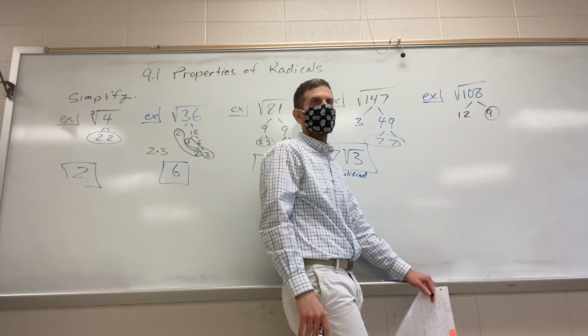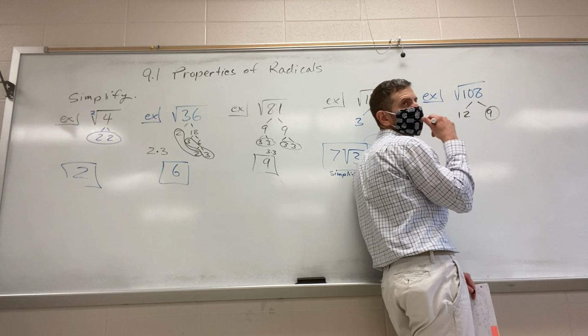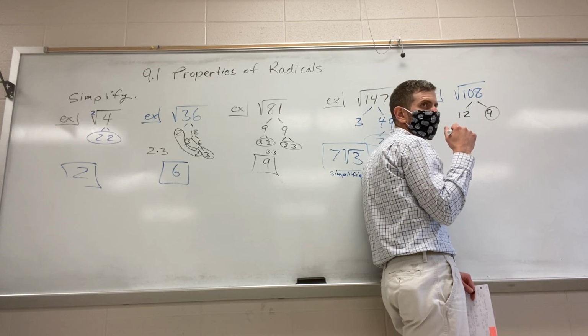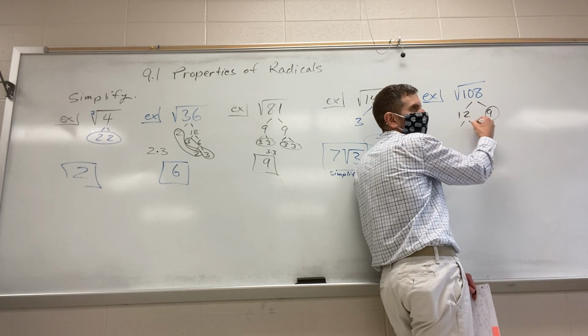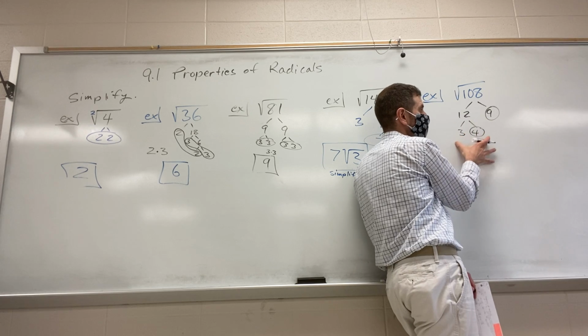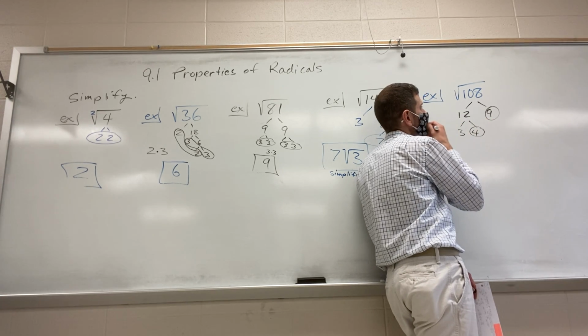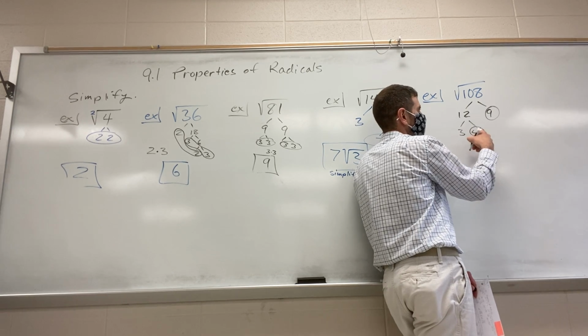So would it be 3 square root 4? Or well, what is it, 3 times 4? 12, 6 times 2. Well, let's just break down 12. What goes into 12? 3 and 4, 6 and 2. 3 and 4. Now, you could stop right here, because what's the square root of 9? 3. What's the square root of 4? 2.